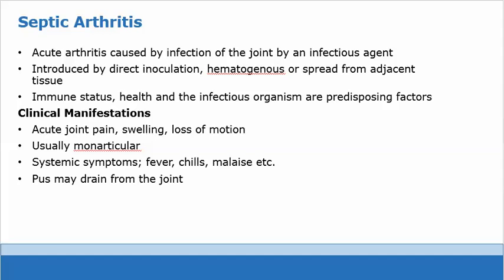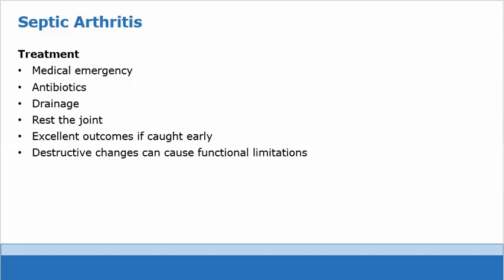Now, if it gets bad enough and the joint's anywhere near the surface, pus may drain right out of the joint, maybe back through the original puncture wound. When this happens, it's considered a medical emergency. It can spread and become septicemia, which is an infection throughout the blood and can spread to other places. It can cause permanent damage to the joint, erosive damage, and cause a permanent arthritis. But if it's caught early, it responds to antibiotics and can be dealt with quite readily.